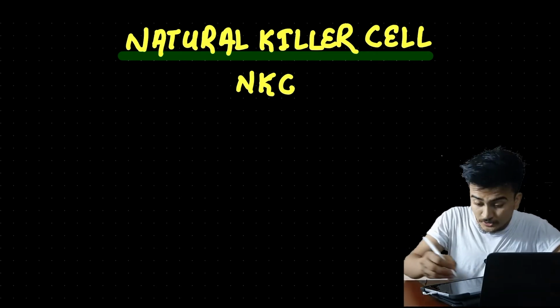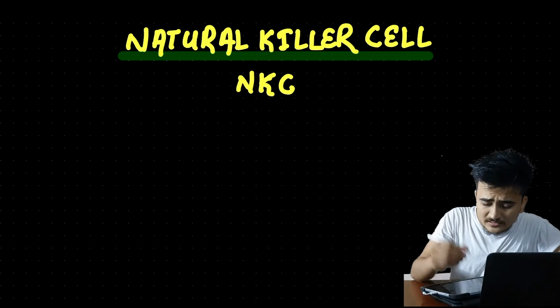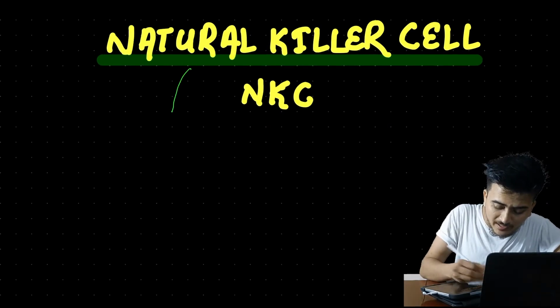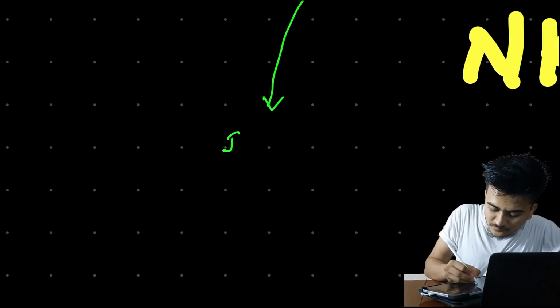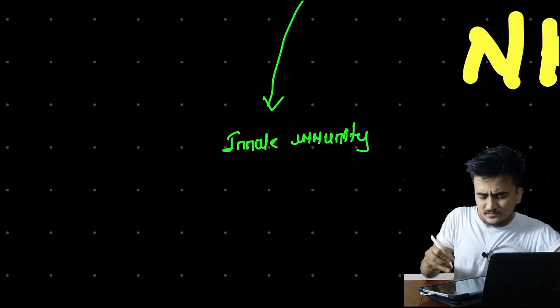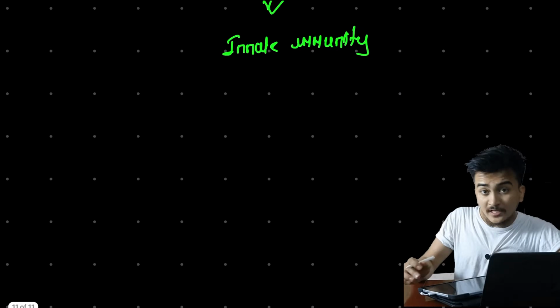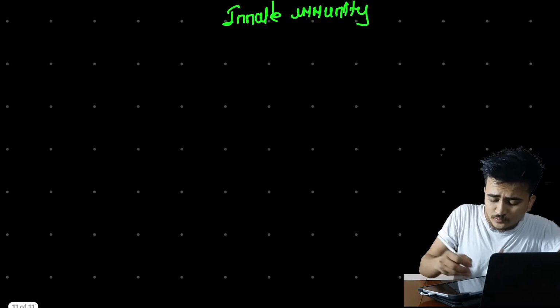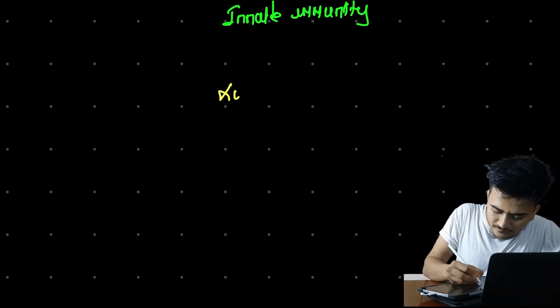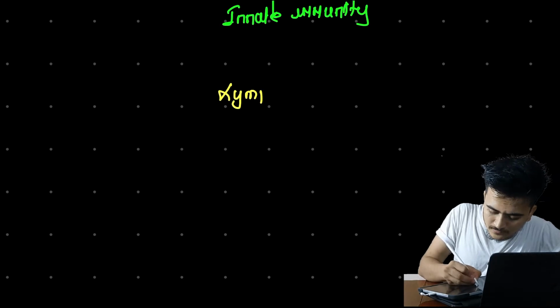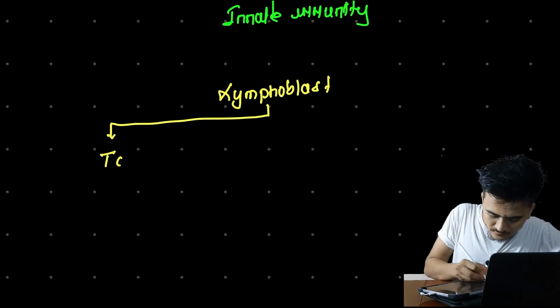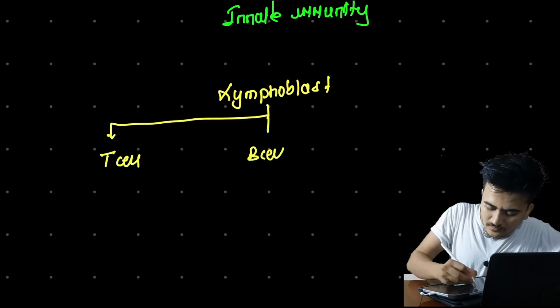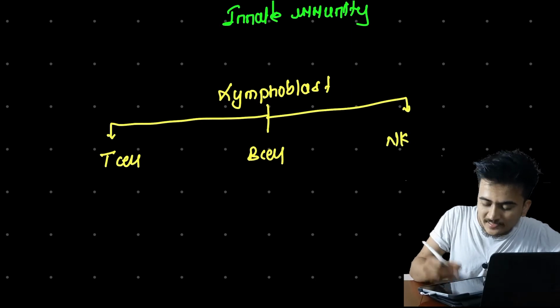We have mentioned in an earlier lecture, let's revise it again. The natural killer cells are part of innate immunity. If we recall our concept on hematopoiesis, we will remember that there was a lymphoid stem cell, the lymphoblast. This lymphoblast was converting into T cell, B cell, and NK or natural killer cells.